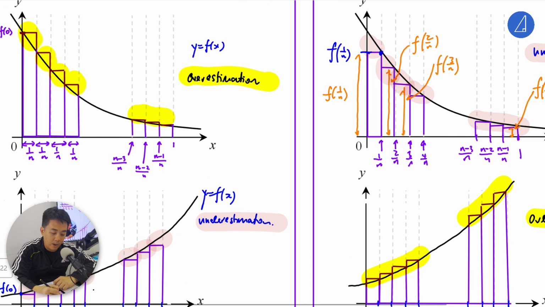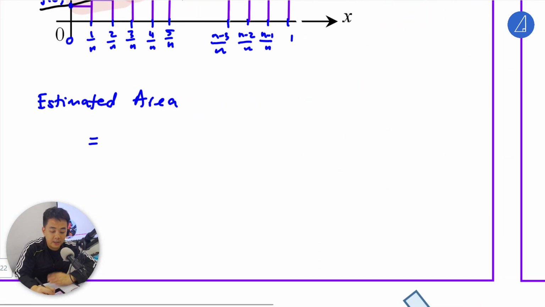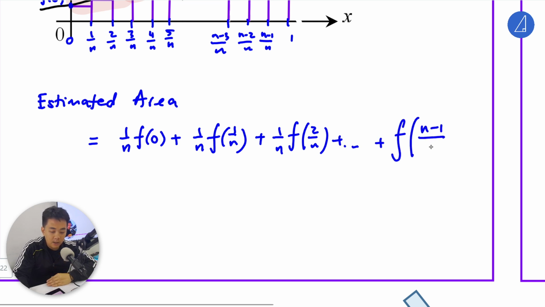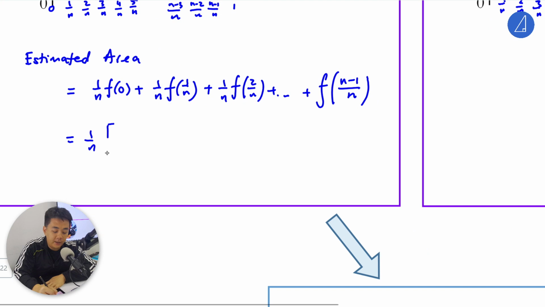All of them have a width of 1 over n, right? The first rectangle height from the left Riemann sum is f(0). Agree? Then the second one is f(1/n) and so on. So the estimated area for left Riemann sum will be 1/n f(0) plus 1/n f(1/n) plus 1/n f(2/n). You all know why, right? It's just base times height. The heights are all different because they take from the left bound. The widths are all the same, so you can factorize this.